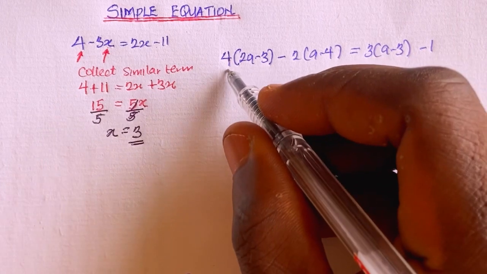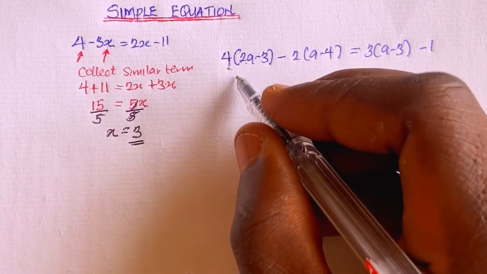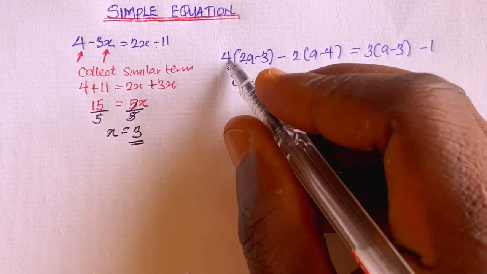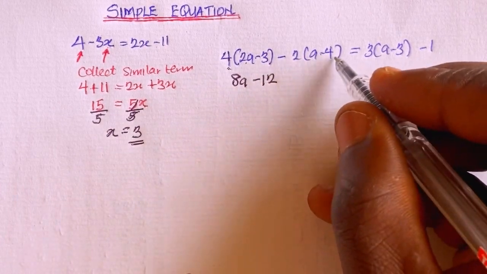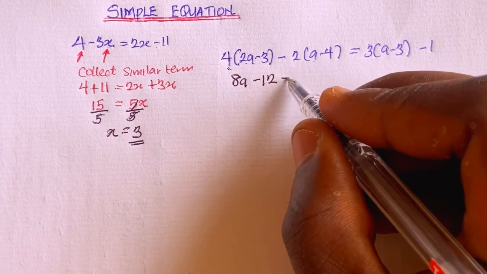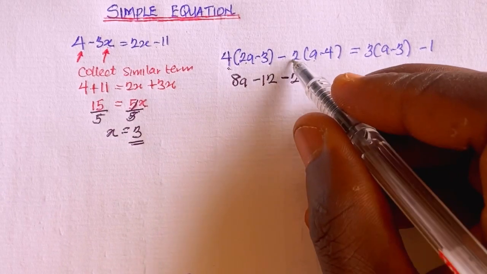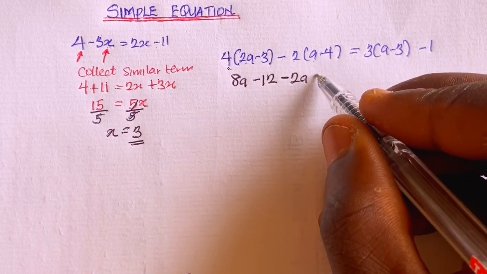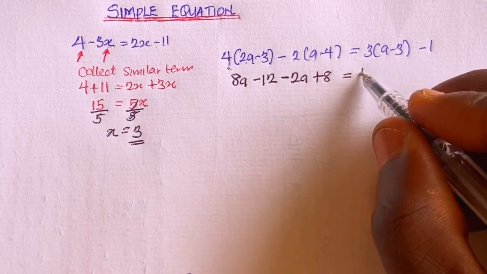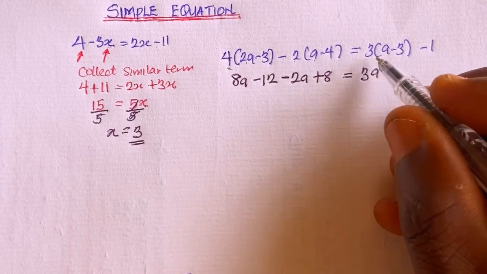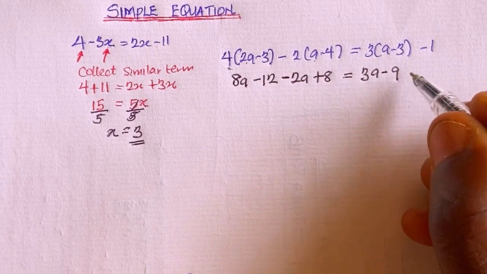So I'm going to have this 4 multiplied by 2a, which is 8a, right? Then minus 4 multiplied by 3, that's actually 12. Then there is minus 2 in front of this bracket. I'm going to have minus 2 multiplied by a, which is minus 2a, right? Then minus 2 multiplied by minus 4 is plus 8, right? Then it is equal to, opening the bracket, 3a minus 3 multiplied by 3, which is 9, then minus 1.